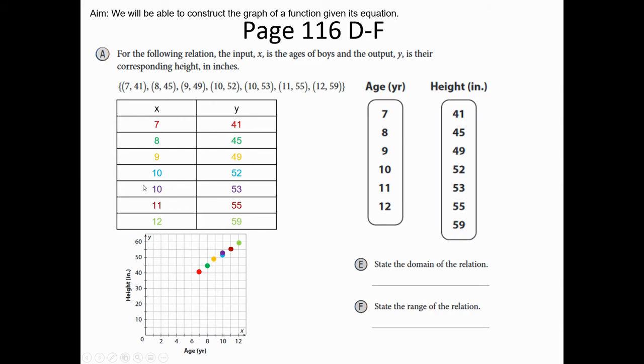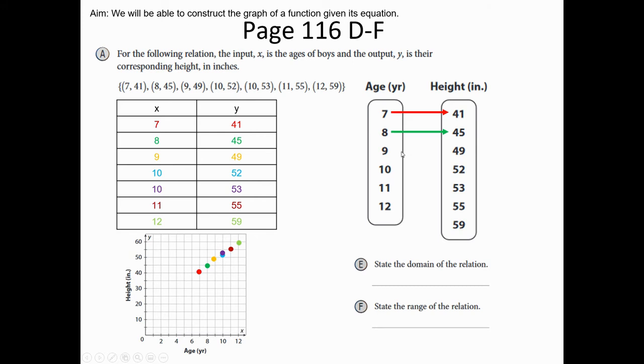Remember that we had two 10s right here? In mapping diagrams, you list out all the x's and all the y's, but you never list out a repeat. And the way you show that the 7 is connected to 41 is I'm going to draw an arrow, because the 7-year-old has a height of 41 inches, because 7, 41, that's what we started with, right?